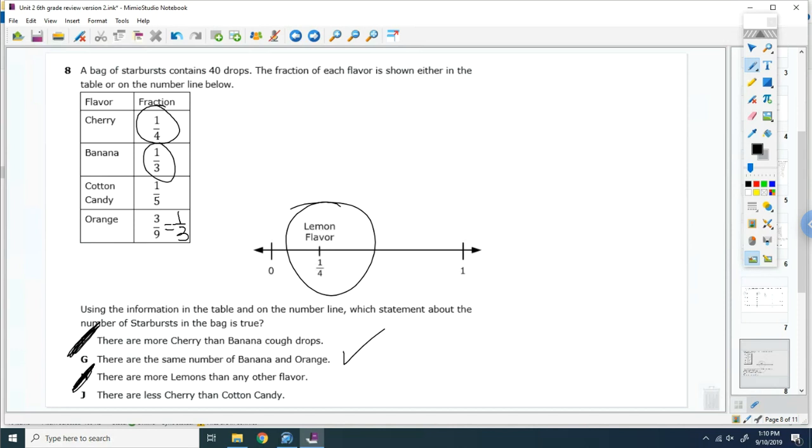J. They're less cherry than cotton candy. Well, cherry is 1/4 and cotton candy is 1/5. 1/5 is 0.20, while 1/4 is 0.25. So there's more cherry than cotton candy. So that's false as well. So the answer is G.